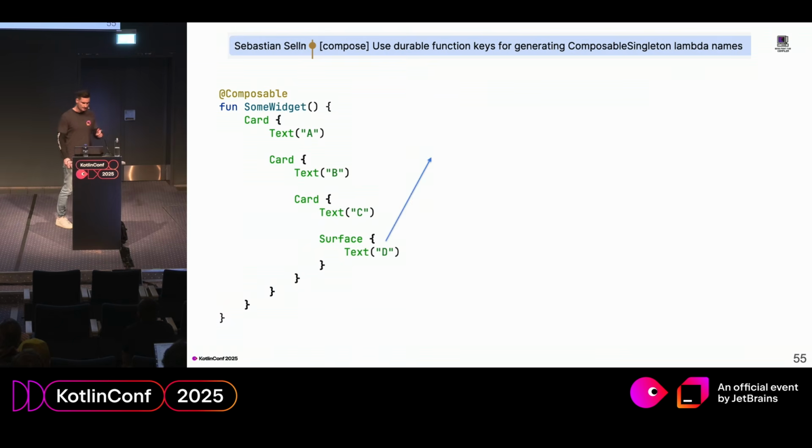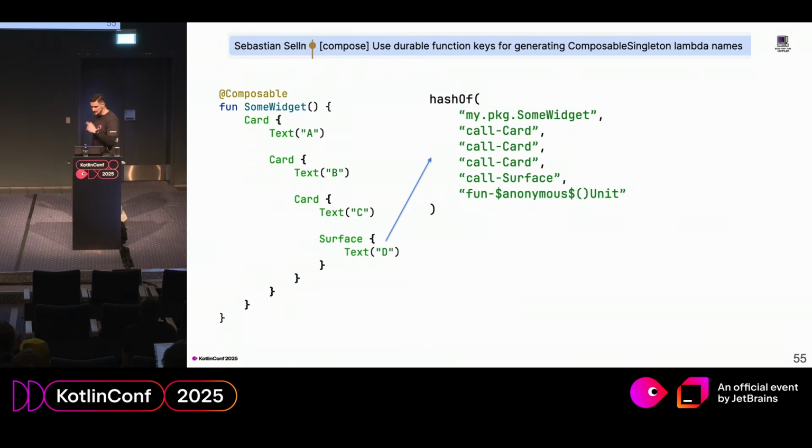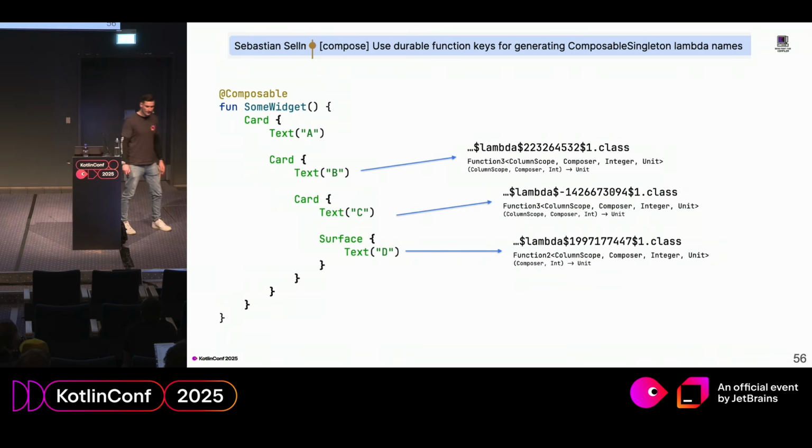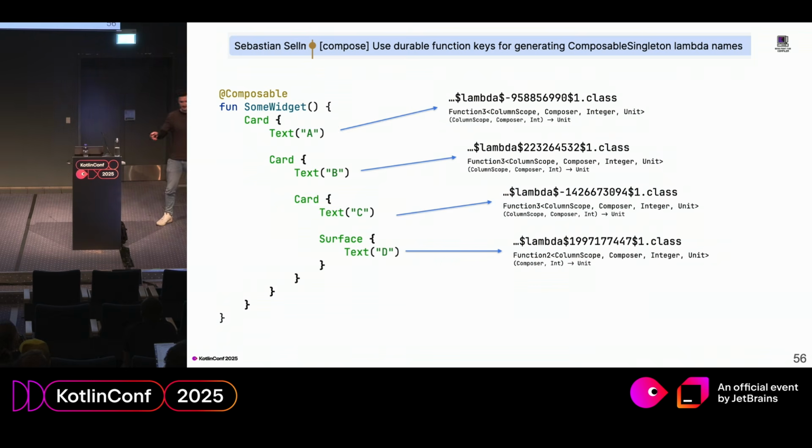So when Compose wants to build a class name for this lambda, you can think of this stable integer being created by us putting stuff into a hash function. So we put into this hash function that we are in my package sum widget. That's the function we're in. Then we're in a stack of card calls. We are in a surface call, and then here's our function signature. This spits out a number which is stable. That's not the exact way that this number is actually calculated, but it's a way of thinking about it. It spits out a number, and we can just use this number as a class name. If we now do this for all of those lambdas, we will get something that is stable across us reloading the code.